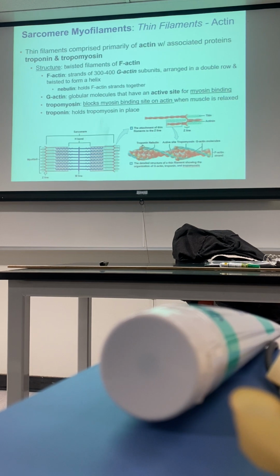I mutated tropomyosin so that its affinity for actin has increased to 1,000% more than normal. How would that affect muscular contraction? I increased the affinity of tropomyosin for actin to 1,000 times more than normal. Affinity means how tightly it binds actin. How would that affect your muscle contraction?